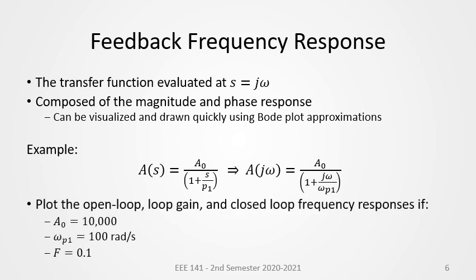Now let's try and plot the magnitude and phase responses individually. For the open loop, loop gain, and closed loop frequency responses, we use the following values: DC open loop gain of 10,000, first pole frequency at 100 radians per second, and feedback factor of 0.1.